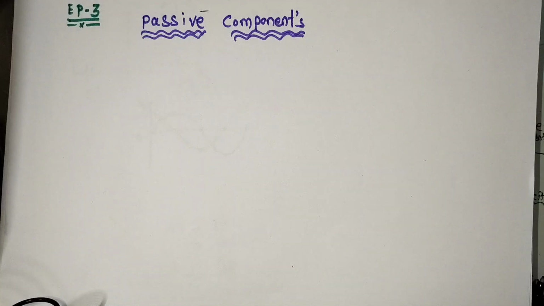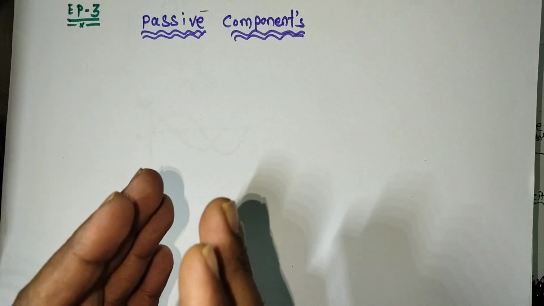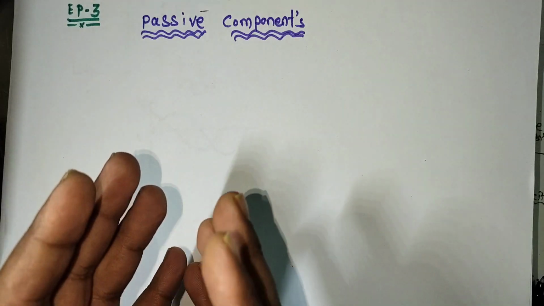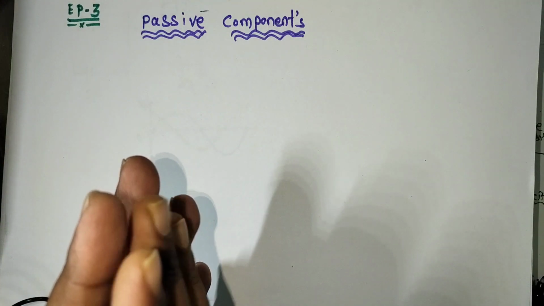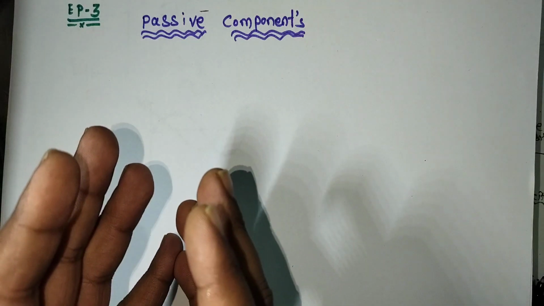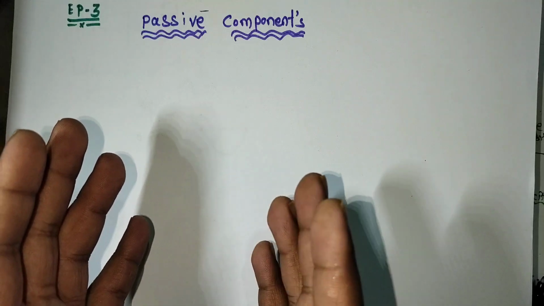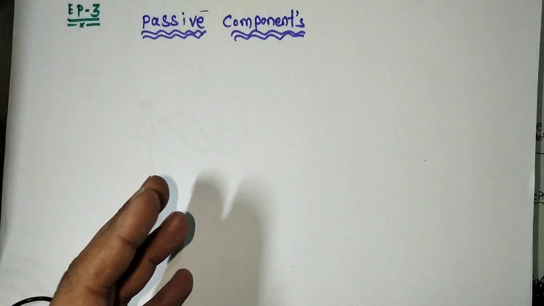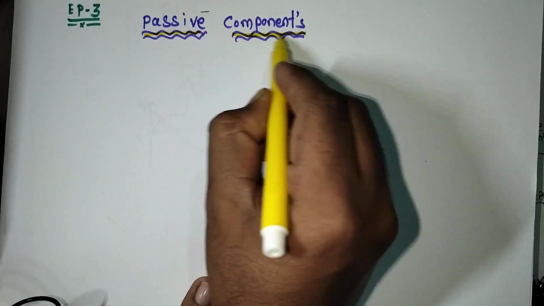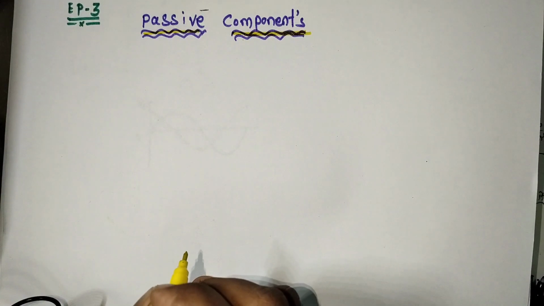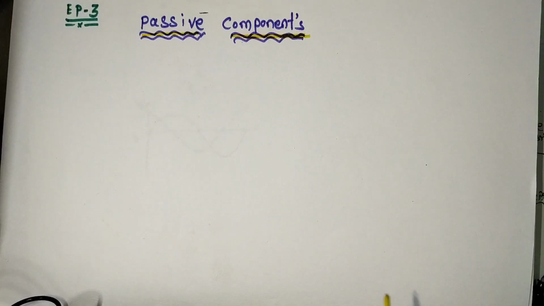In our previous video, we understood the difference between AC and DC circuits, and how the signal behaves in AC and DC. Now it's time to explore the fundamental building block of every analog circuit, that is called the passive component. In this episode, we will clearly understand three main components.